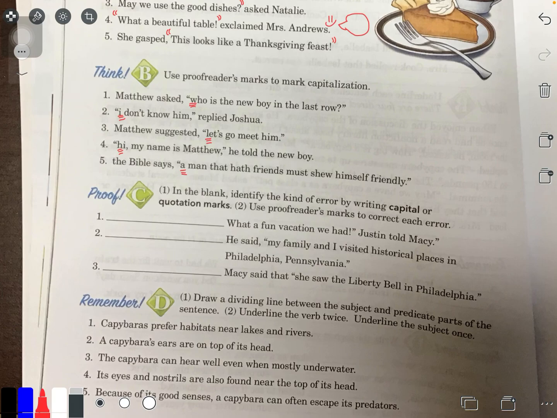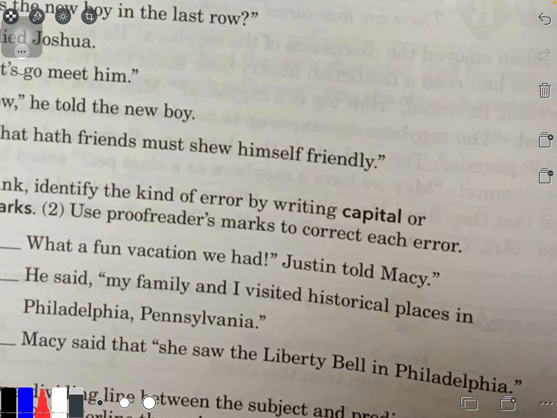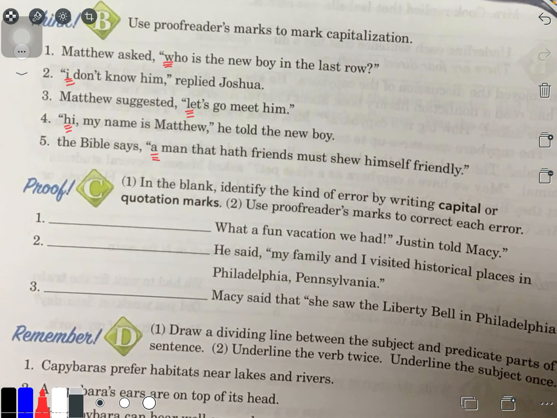Proof C. Wow, we're doing a lot of level 5 thinking here. In the blank, identify the kind of error by writing capital or quotation marks. So there's going to be a mistake. They're all going to have mistakes, but we just need to know if it is a capital mistake or a missing quotation marks mistake. Alrighty.